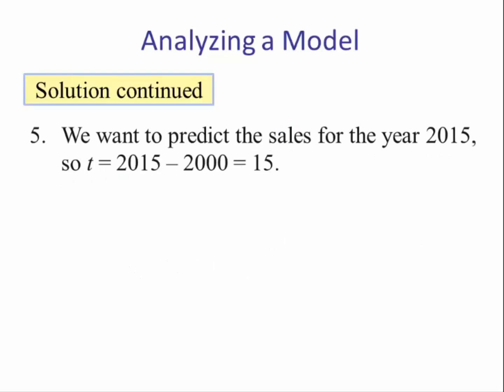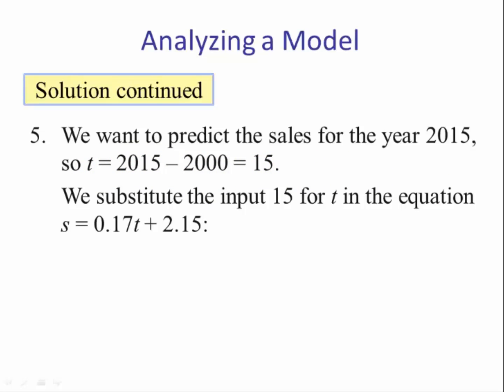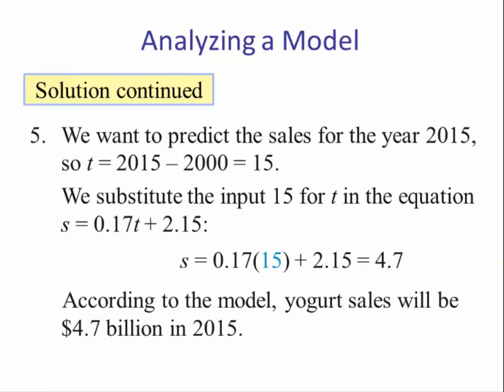Lastly, number 5, we want to predict the sales for the year 2015, which means T, the number of years after 2000, is 15. So we substitute 15 in for T and solve for S. So this is 0.17 times 15 plus 2.15, and we get 4.7. This means, according to the model, yogurt sales will be 4.7 billion in the year 2015.